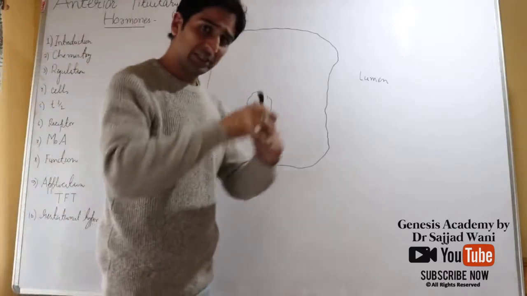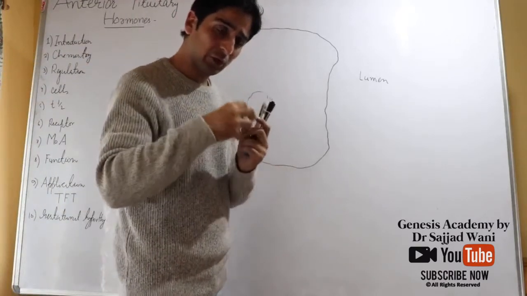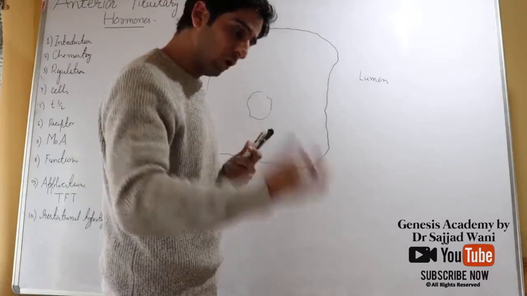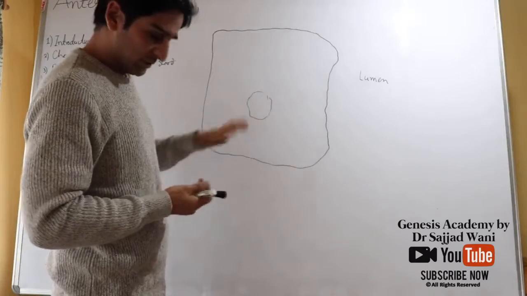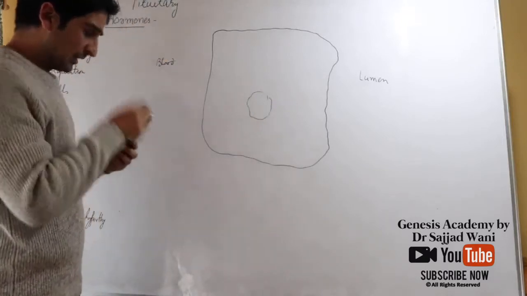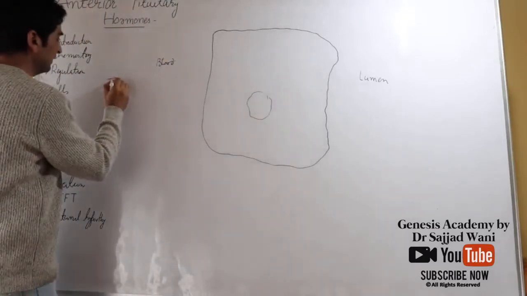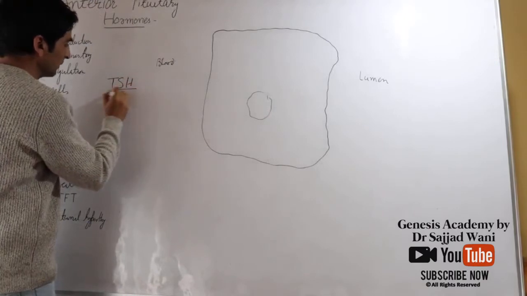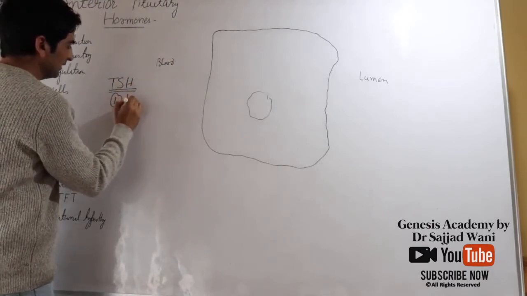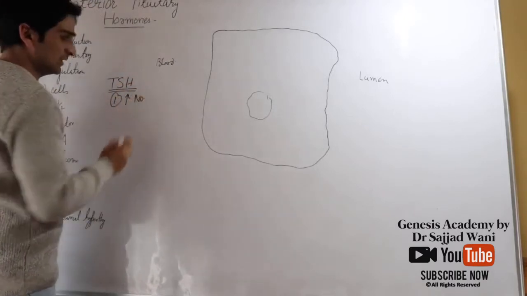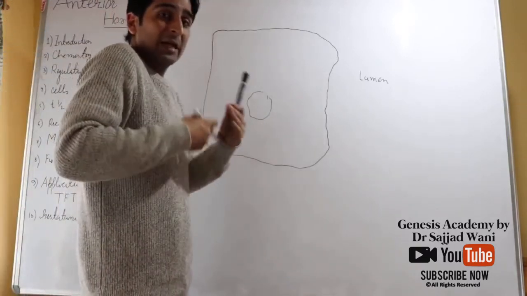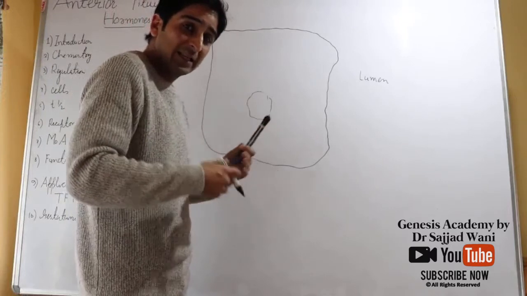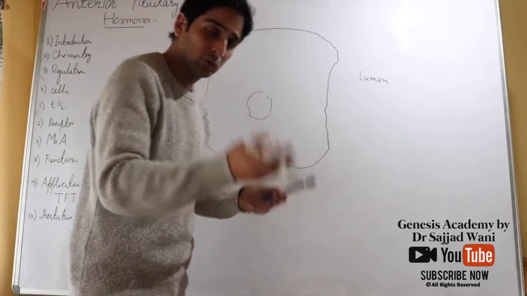So the thyroid gland has many follicles in it where it produces its hormones like thyroxine. Let's say that this is a follicular cell. The first effect of the thyroid stimulating hormone is that, number one, it increases the number of follicular cells. That indirectly means there is growth of the thyroid gland and there is more secretion of the thyroid hormones.